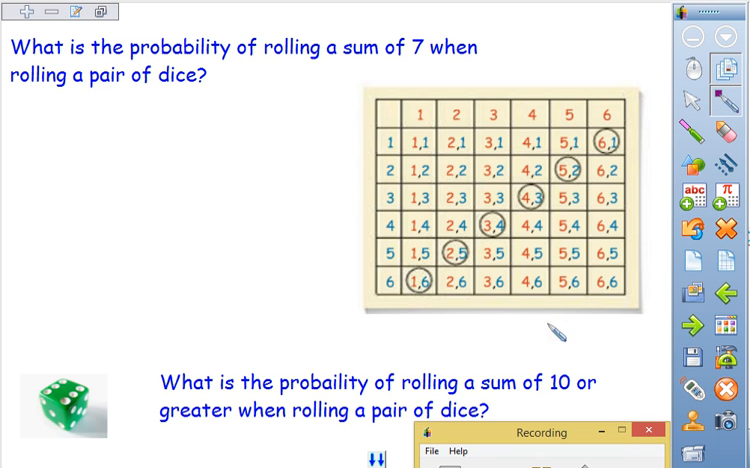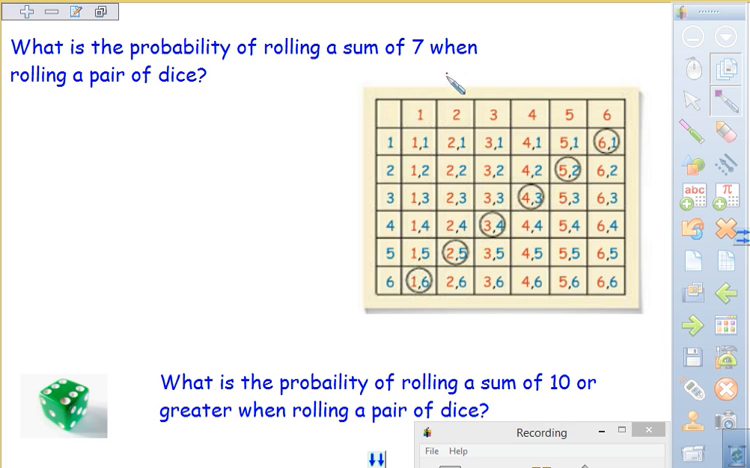What is the probability of rolling a sum of 7 when rolling a pair of dice? This table helps us see all of our possible outcomes when rolling 2 dice. Up here, this is us looking at the red die, and down here, this is the blue die. So our 2 dice, one is red and one is blue.